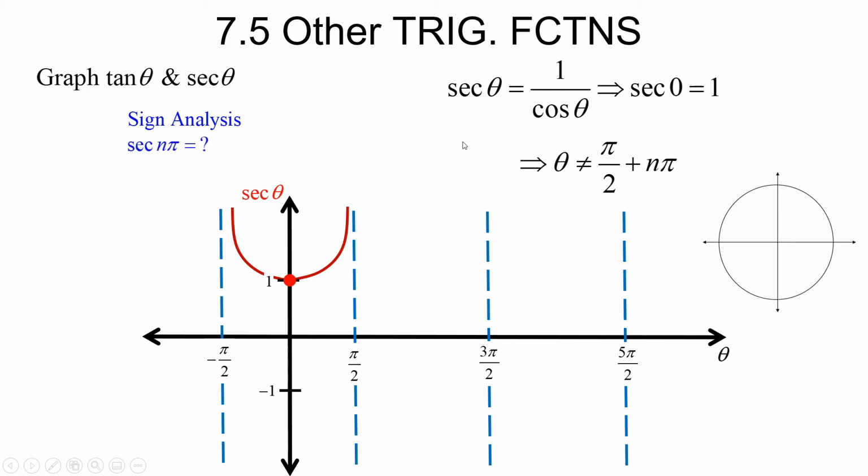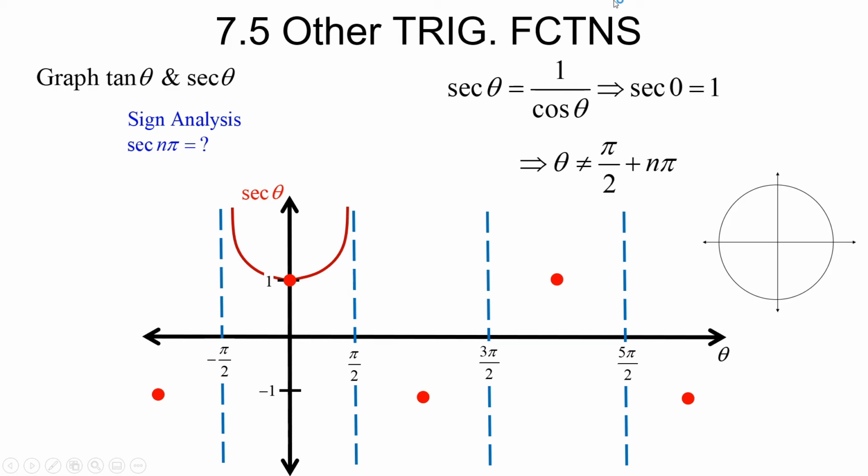So secant of n pi. Now here's what I'm thinking, right? Secant of any multiple of pi. Well, here's what's going to happen. We're at 1 here. And then secant of pi would be a negative 1, so we're going to go down here. And then secant of 2 pi, I'd be back up here at 1, and that pattern just keeps continuing. And then I'd be down here. And I could even do this over here too. Let's see if I did. Oh, yes, I did. There you go.